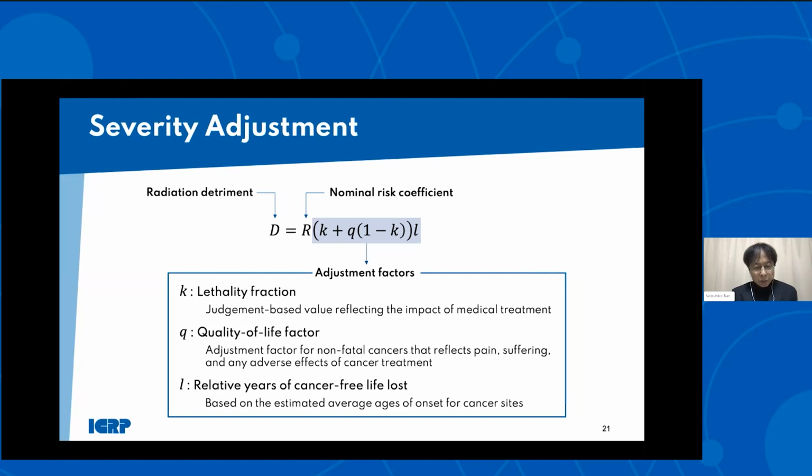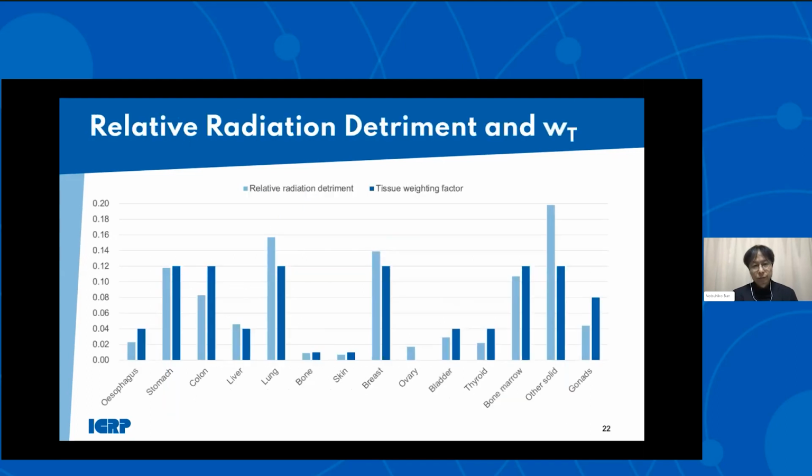The QOL factor represents the weight given to non-fatal conditions. So in this formula, in the parentheses, the term K represents the fatal component, and the term Q multiplied by 1 minus K represents the non-fatal component. And relative radiation detriments for the whole population were used in determining the values of tissue weighting factor.